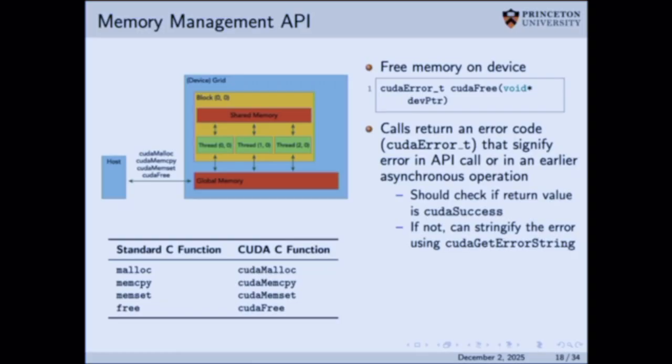And the error can come from two places. It can come from the API call itself. For example, maybe you're calling cudaFree on a pointer that doesn't exist. Then the call to cudaFree would raise an error. But also, if you're trying to launch a kernel, remember those are asynchronous, so they return to the CPU immediately. If there was an error in that, then the CUDA error code for the next thing you try to do on the GPU will also raise an error.